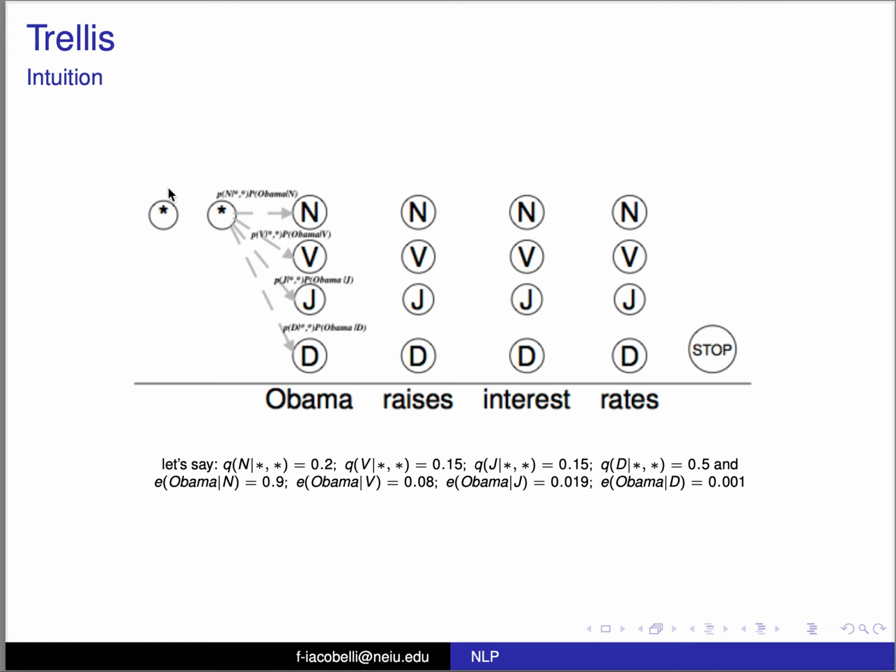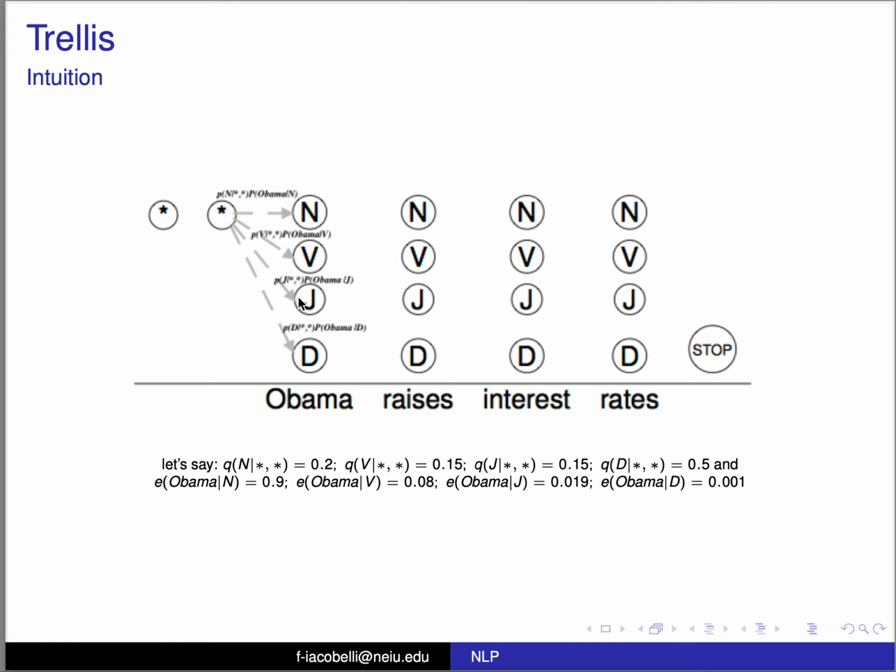Probability of noun given star star, times the probability that Obama is tagged as a noun. We compute that; that would be this path. We compute the following path: what's the probability of a verb given star star, and the probability that Obama was tagged as a verb.